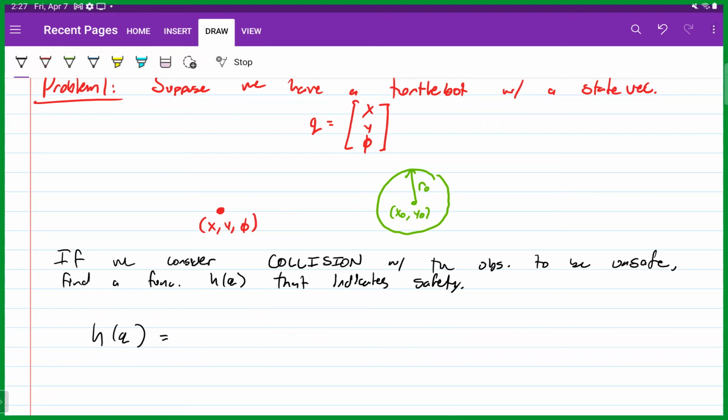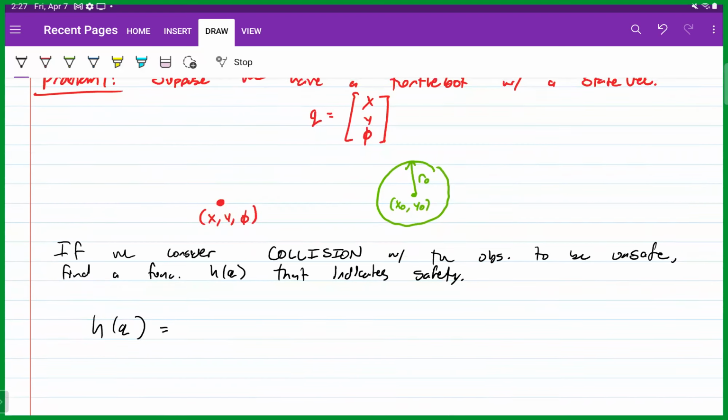Well, we could use the distance of the turn block. Sure. Obstacle. Yeah, of course. So we could take x minus x naught. Let's just take the squared distance just to make it easy. x minus x naught squared plus y minus y naught squared minus the radius of the obstacle squared.